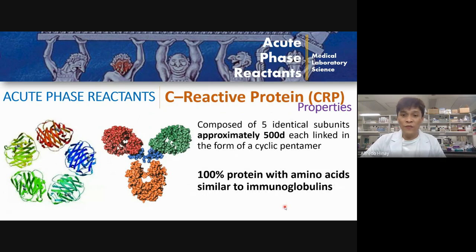So they're composed of 5 identical subunits, approximately 500 Daltons each, linked in a form of a cyclic pentamer. If you can observe here, you have your 1, then 2, then 3, then 4, and then you have your 5. Pentameric, compared with your antibodies. This is your antibodies. This is your Fab region, this is your Fc region. This is your hinge region.